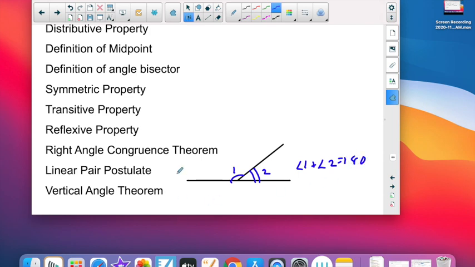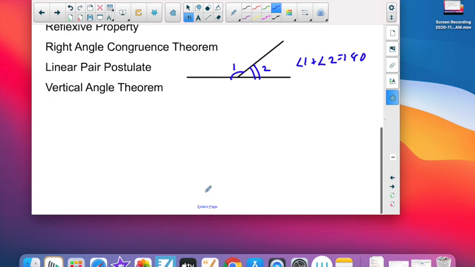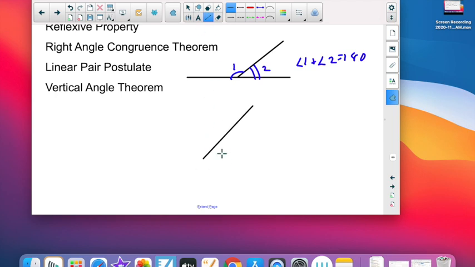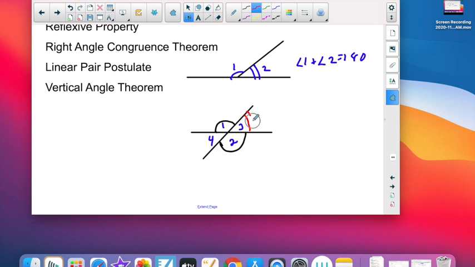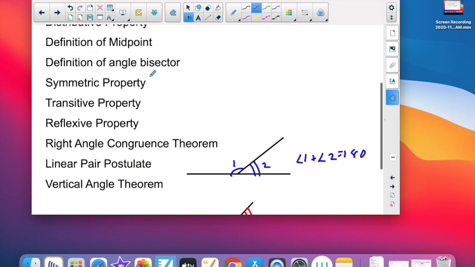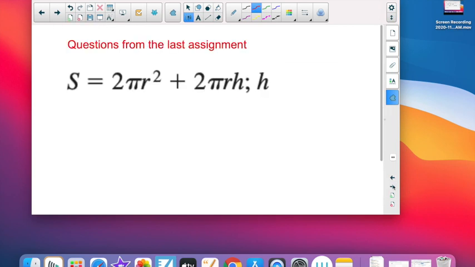And then the vertical angle theorem, which we'll look at a little bit more today. Vertical angle theorem says this: if you have two lines that intersect, the vertical angles are congruent. So here, angle 1 is congruent to angle 2, and angle 3 is congruent to angle 4. And those are the properties that we've looked at so far. And so we're going to use those properties here to answer some of our questions.